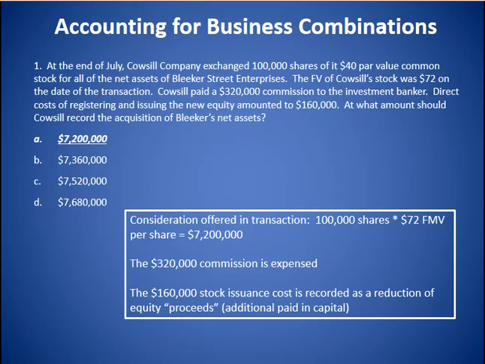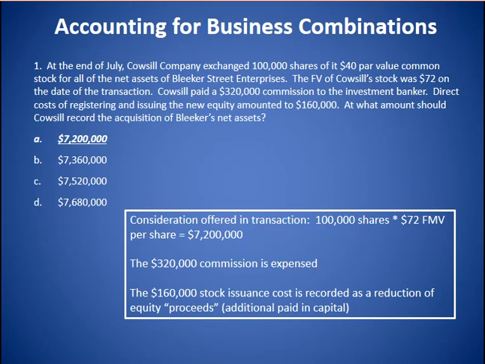Okay, number 1. The question was, at what amount should Cowsill record the acquisition of Bleecker's net assets? And the answer in this case is A, $7,200,000. We go back and we take apart the transaction. Consideration offered in the transaction is 100,000 shares times $72 fair market value at the date of acquisition.